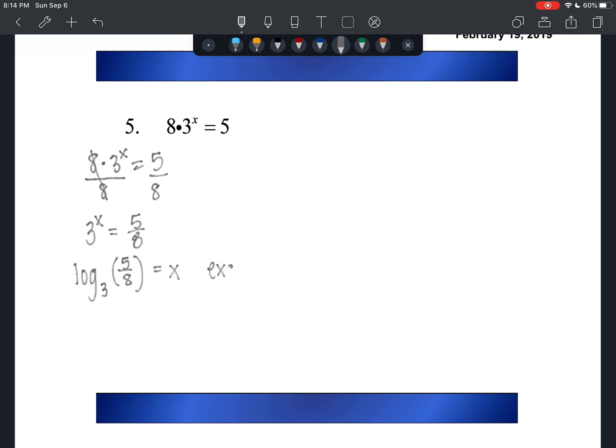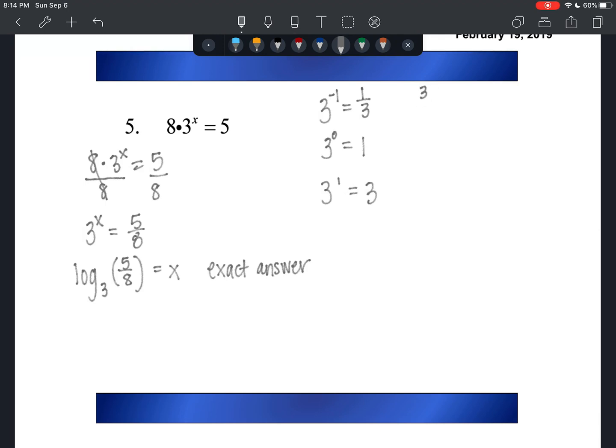And this is called an exact answer. So this is our exact answer. And our approximate answer is going to be, let's think about this. We've got 3 to the 0 power equals 1. 3 to the first power equals 3. Well, I need 5/8, and 5/8 isn't between 1 and 3. So we're going to have to go backwards. 3 to the negative 1 is 1/3, which is 0.3, which is 3/10.